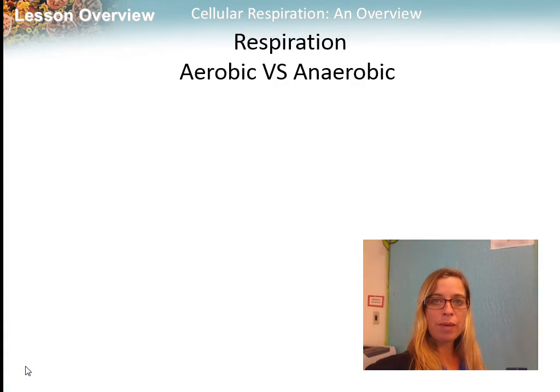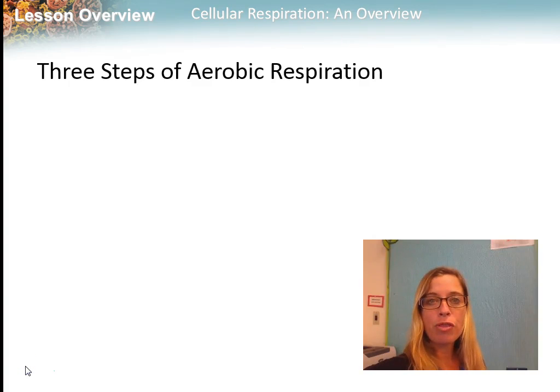There are two major types of respiration. There's aerobic respiration and anaerobic respiration. Aerobic respiration is when you do cellular respiration in the presence of oxygen. In anaerobic respiration, that's when organisms perform cellular respiration without oxygen. There are three major steps in aerobic respiration, and since that's the type of respiration that most eukaryotic cells do, let's talk about aerobic respiration first.